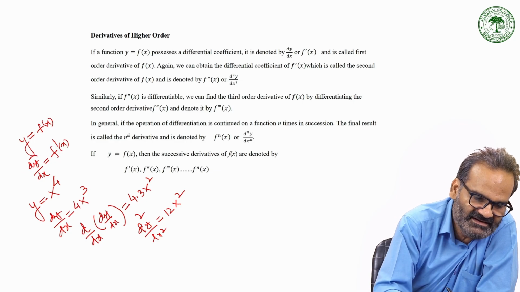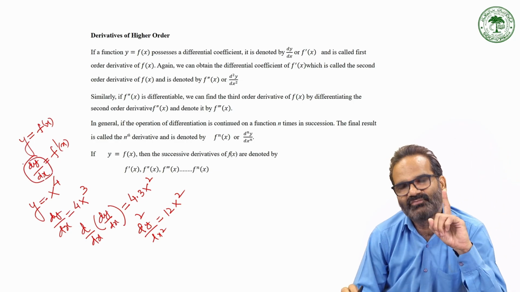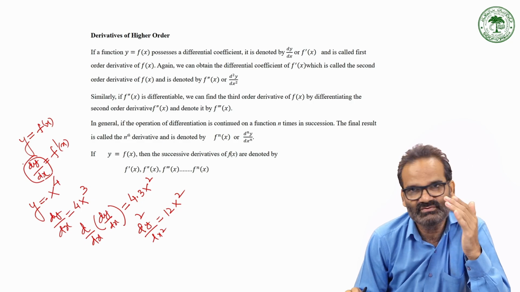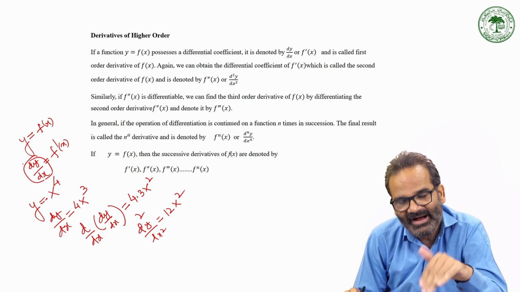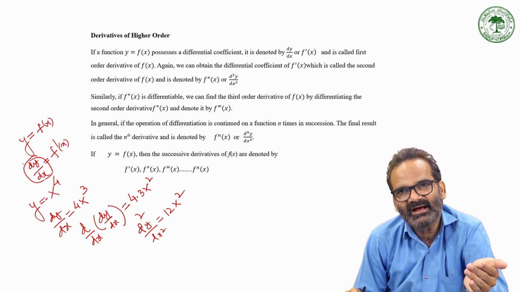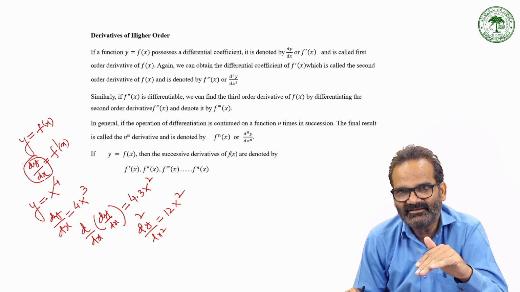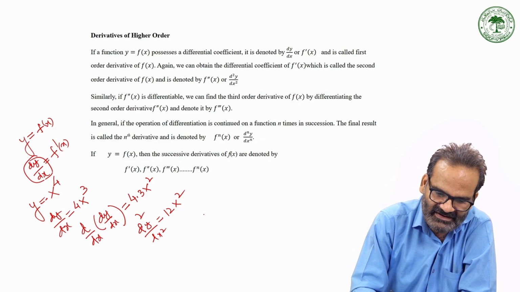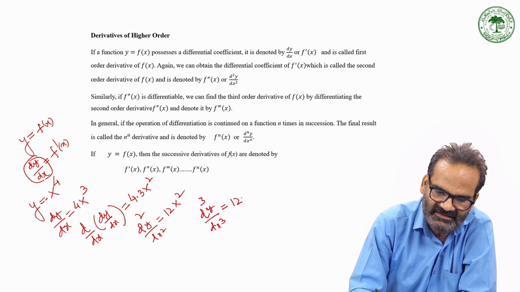So here dy over dx is called the first order derivative of the function y equal to x power 4. d2y over dx2 is called the second order derivative. Here x square can again be differentiated. So we can find the third, d3y over dx3, as 12 remains as it is, and the derivative of x square is 2x.